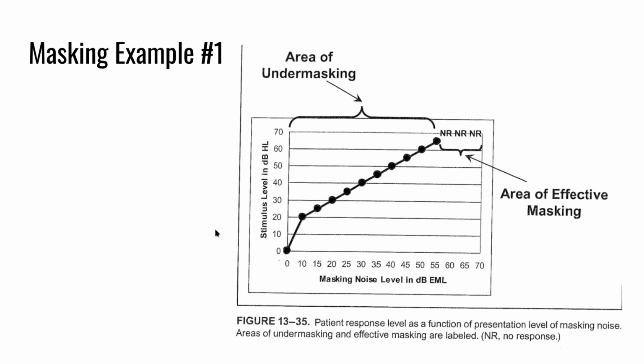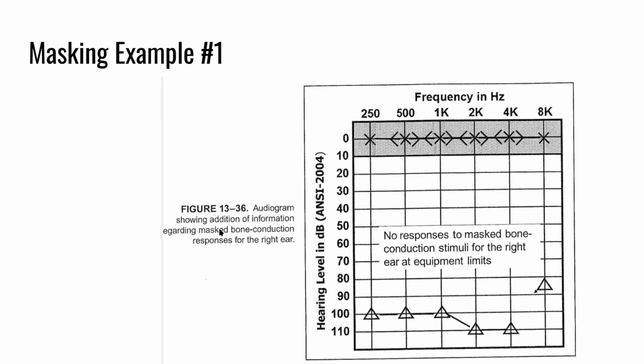Under these circumstances, we ask ourselves, could we be overmasking? Yes, it's possible. Let's say hypothetically we are not, because overmasking is not a risk in all situations. We still would have no idea if this is mixed or sensory neural hearing loss. So here, no responses to masked bone conduction stimuli for the right ear at equipment limits. It's not recorded here on the audiogram, but that is the result here.